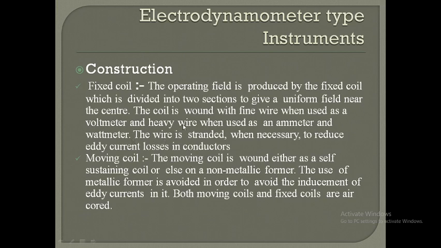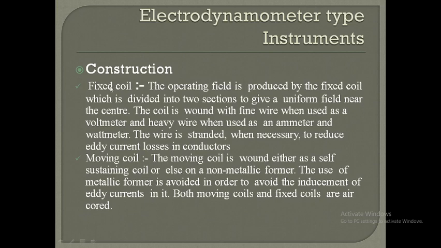Why are we winding it with heavy wire? Because at that time it will be carrying the load current. And with the fine wire when we are using it as a voltmeter, the wire is stranded when necessary to reduce eddy current losses in the conductor.